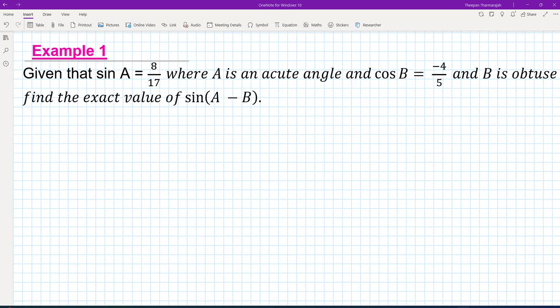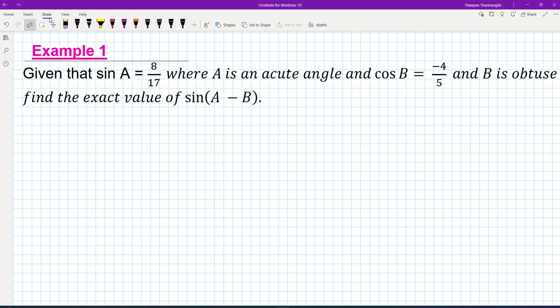Here's a question for you to try. You can pause the video, and when you're done, I will go through my worked solution. Okay, welcome back. So, given that sine A is 8 over 17, where A is an acute angle and cos B is minus 4/5, where B is an obtuse angle, find the value of sine A minus B.